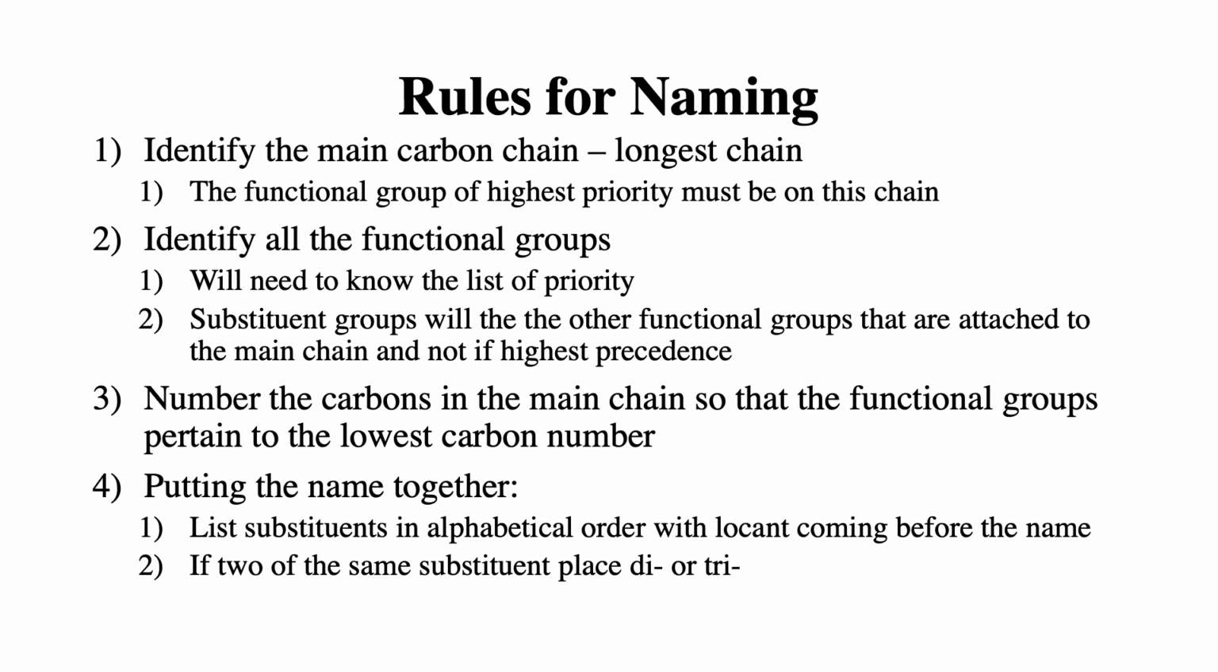And then when you're putting the name together, you're going to list the substituent groups in alphabetical order with the locant coming before the name. And if two of the same substituents are placed on the same compound, you're going to place di or tri, or however many there are, before that name after specifying their location.